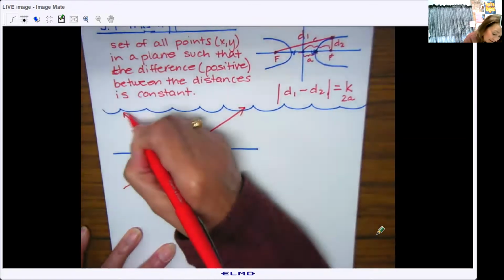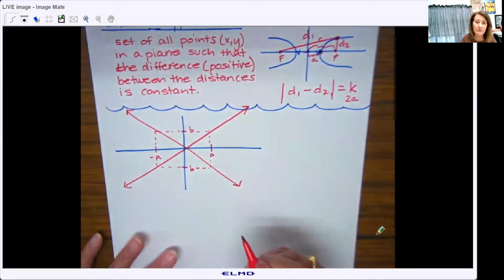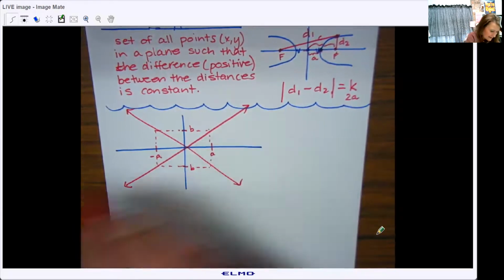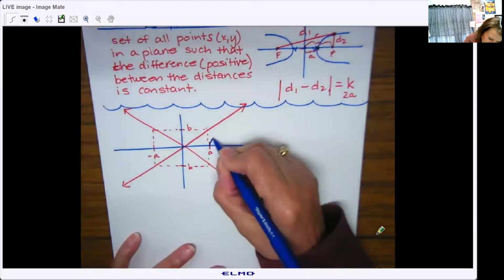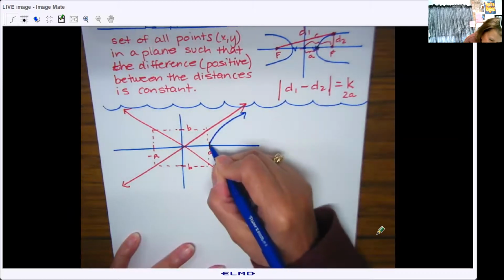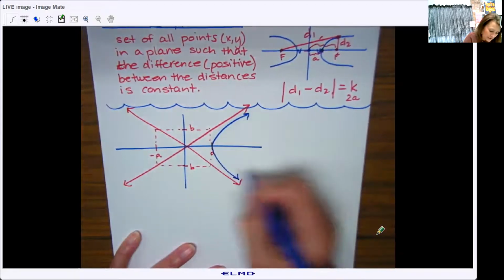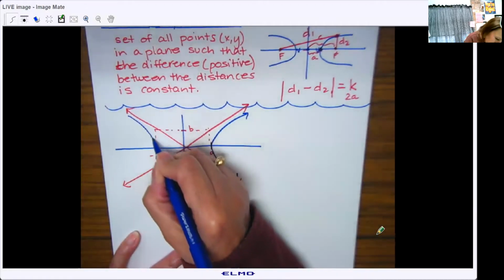And those lines are going to be asymptotes. Remember, asymptotes you learned kind of distinctly in your line. It's a line that your graph approaches as it gets further and further to the extremities. And so that's exactly what happens here. So you're going to have a hyperbola, or branch of the hyperbola, going on the right and a branch going on the left.